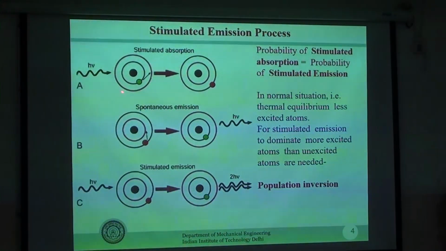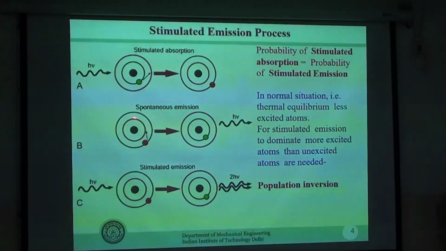Then if the electron is in the lower energy state, and you provide the energy which is the difference between these two consecutive shells, it will simply absorb the energy and go to the higher energy state. This particular phenomenon is called absorption.